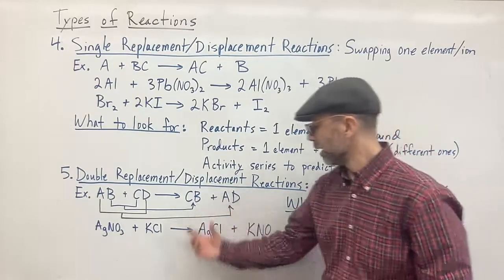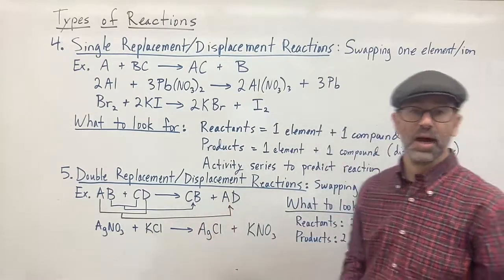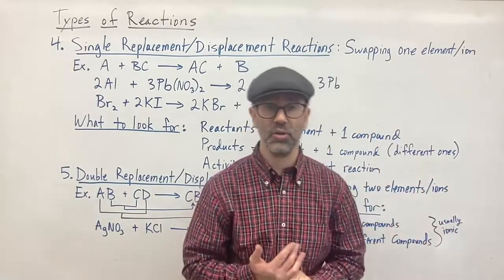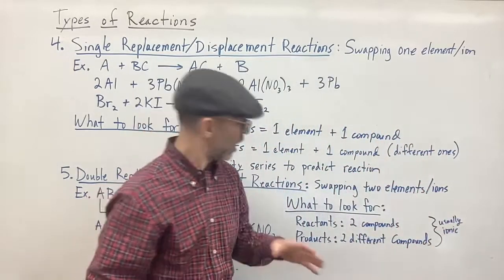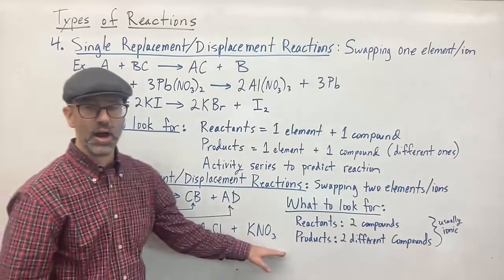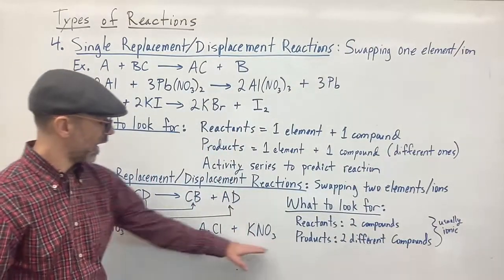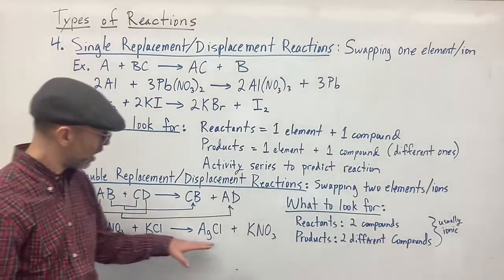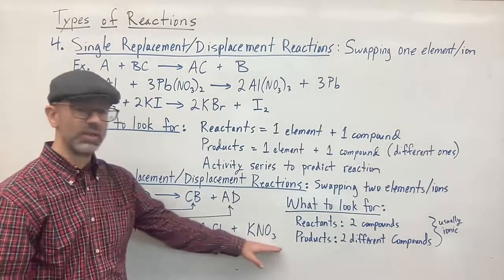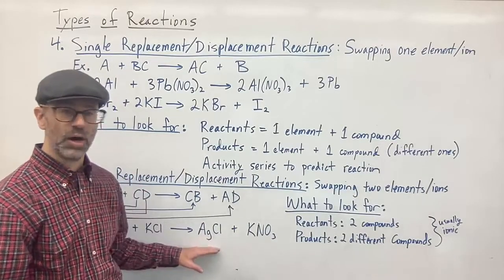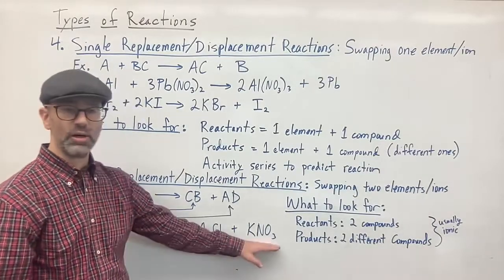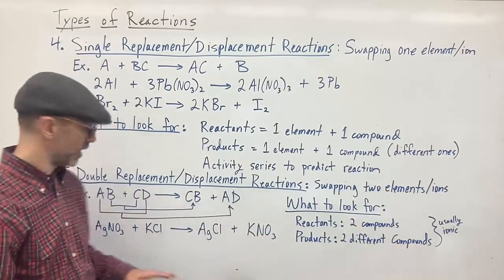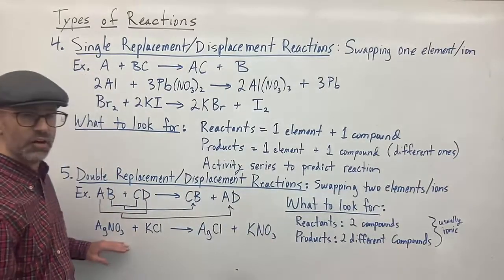Now, when I'm predicting products, I need to use what is called a solubility chart or something along those lines, where I would predict whether or not these are a precipitate or not, right? So these are usually going to be aqueous, but then I want to predict, are these going to be soluble or insoluble in water? If they're both soluble in water, then they're both aqueous, and that would be no reaction, because aqueous means these are dissolved in water.